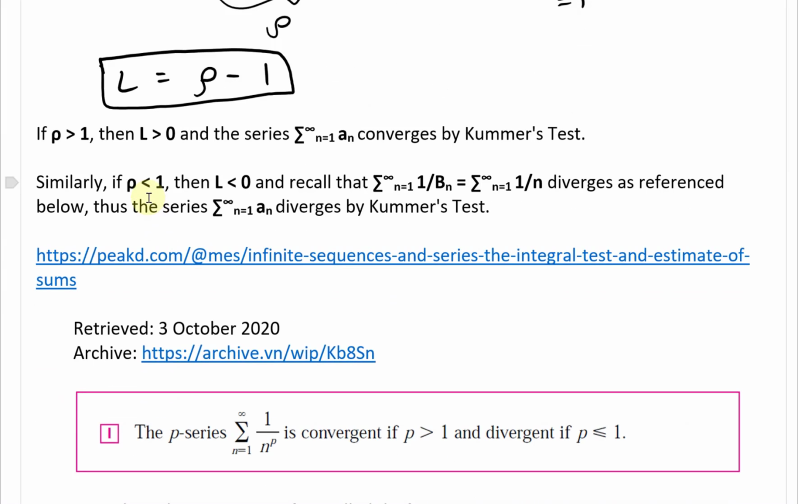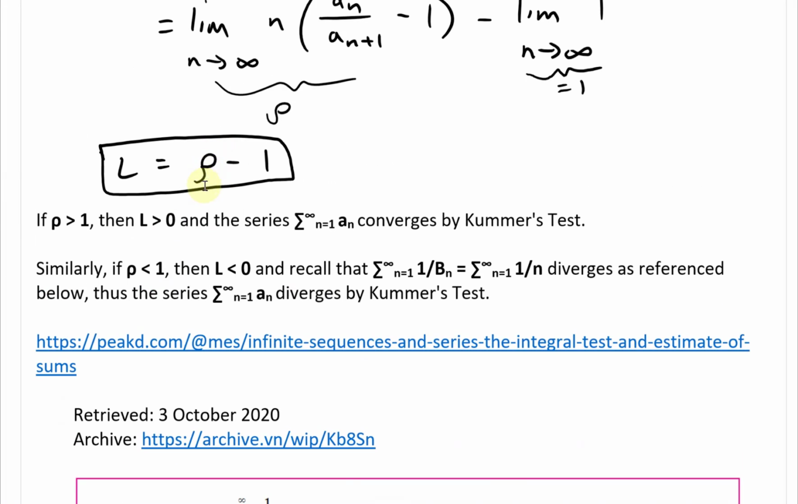Similarly, if rho is less than 1, then we're going to have less than 1 minus 1, it's going to be negative, so then L is less than 0. And recall that the summation n equals 1 to infinity of 1 divided by bn, again we're using Kummer's test, equals the series 1 divided by n, so bn equals n. And this diverges as referenced below, that's just the harmonic test. Thus the series summation from n equals 1 to infinity of an diverges by Kummer's test.